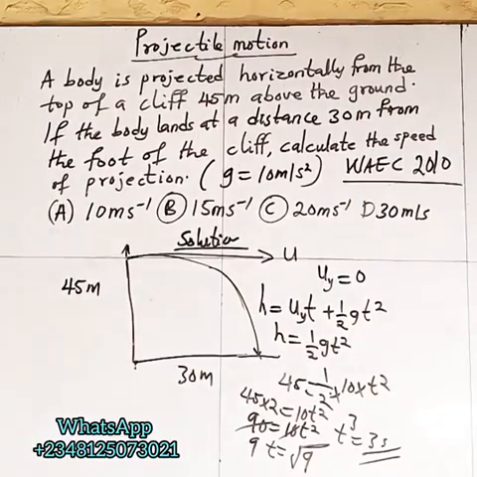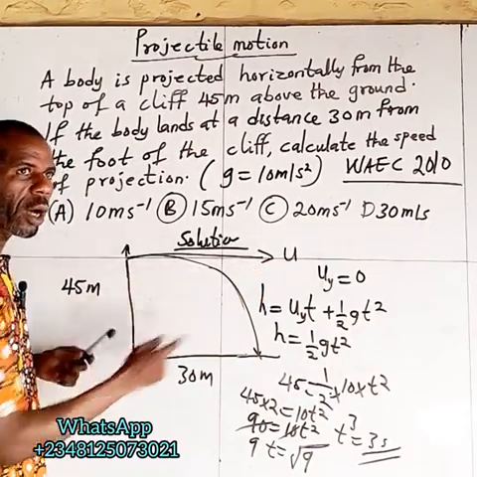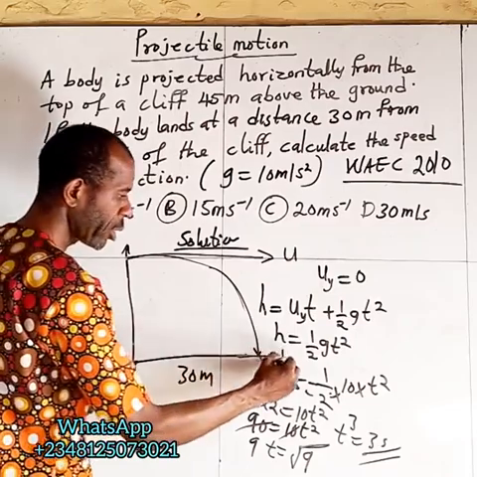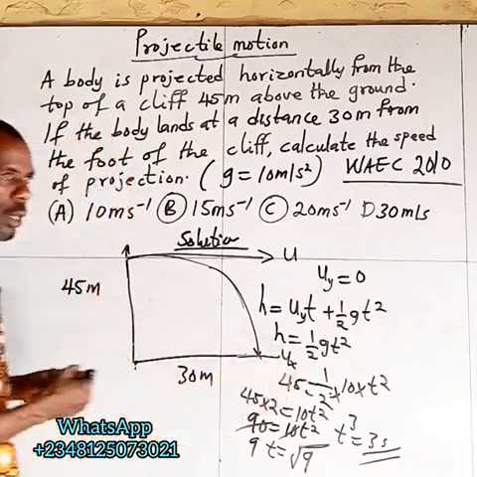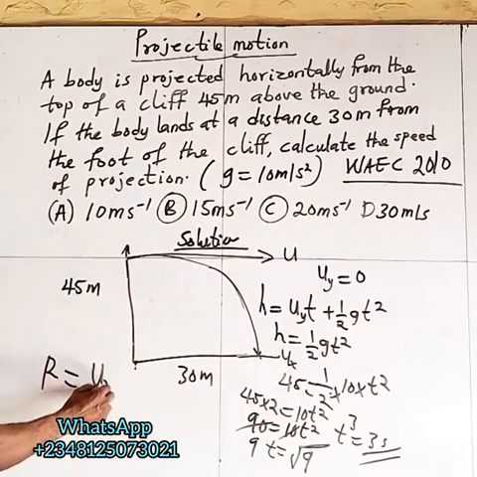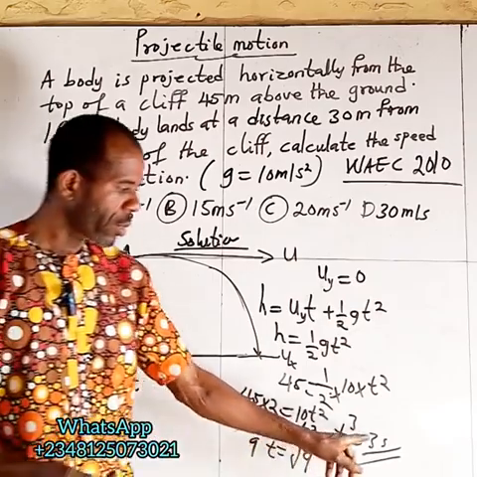Now from here, we can get our velocity from the equation which says the range is equal to u x multiplied by the time of flight. So at that stage, the body moves with the horizontal velocity. So range is equal to u x times the time. And the time we got there is 3.